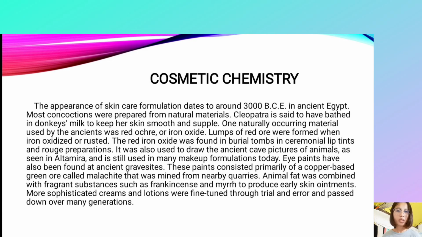The red iron oxide was found in burial tombs, in ceremonial lip tints and rouge preparations. It was also used to draw the ancient cave pictures of animals as seen in Altamira. And it is still used in many makeup formulations today. Eye paints have also been found in Asian grave sites. These paints consisted primarily of a copper-based green ore called malachite that was mined from nearby quarries. Animal fat was combined with fragrant substances such as frankincense and myrrh to produce early skin ointments. More sophisticated creams and lotions were fine-tuned through trial and error and passed down over many generations.